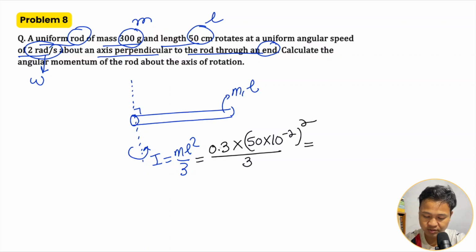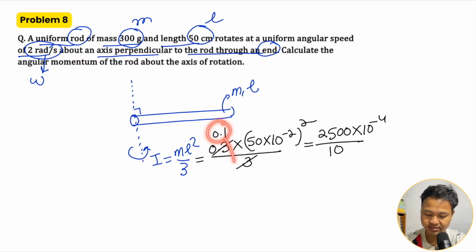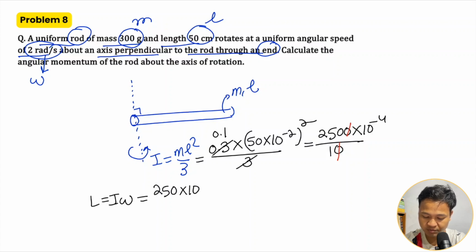So 3 into 0.12, by 10, okay so 5. So 25, 2500 into 10 power minus 4, divided by 10, so 0.1. So here the 0 gets cancelled. Now I have I. Now for angular momentum, I into omega. So here I is 250 into 10 power minus 4 into omega.